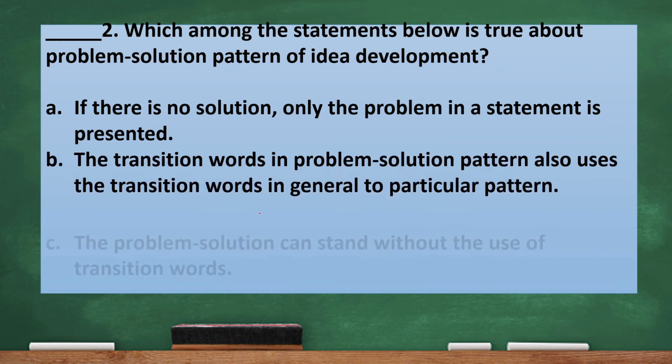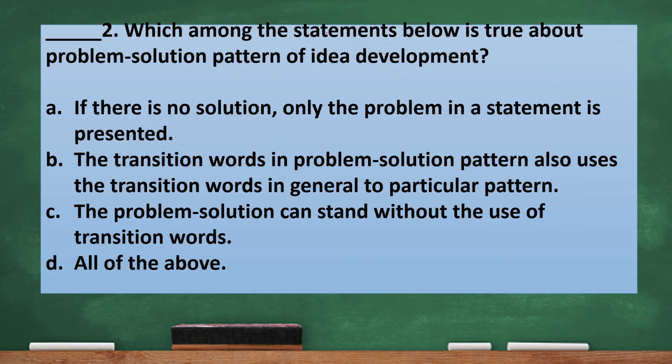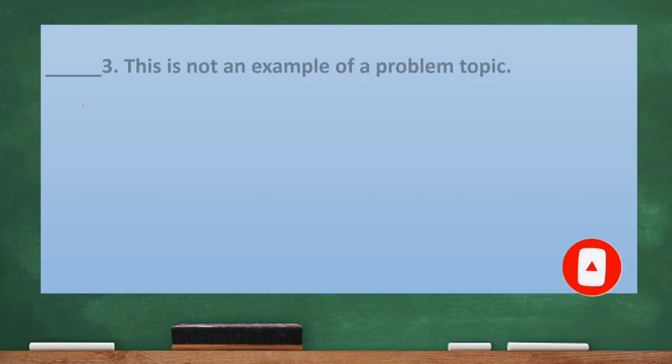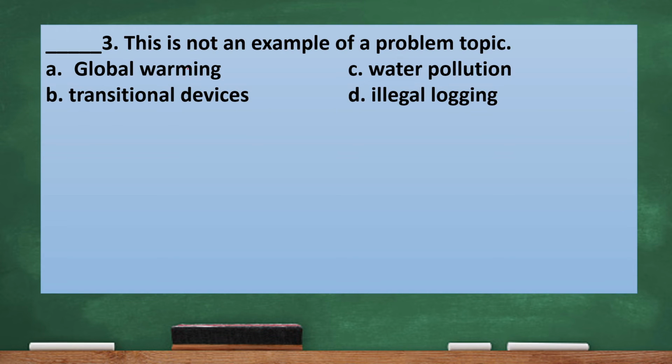Number 2. Which among the statements below is true about problem solution pattern of idea development? A. If there is no solution, only one problem, or only the problem rather, is presented. B. The transition words in problem solution pattern also uses the transition words in general to particular pattern. Next, C. The problem solution can stand without the use of transition words. Or D. All of the above. Write your answer. Correct. The answer is letter A.